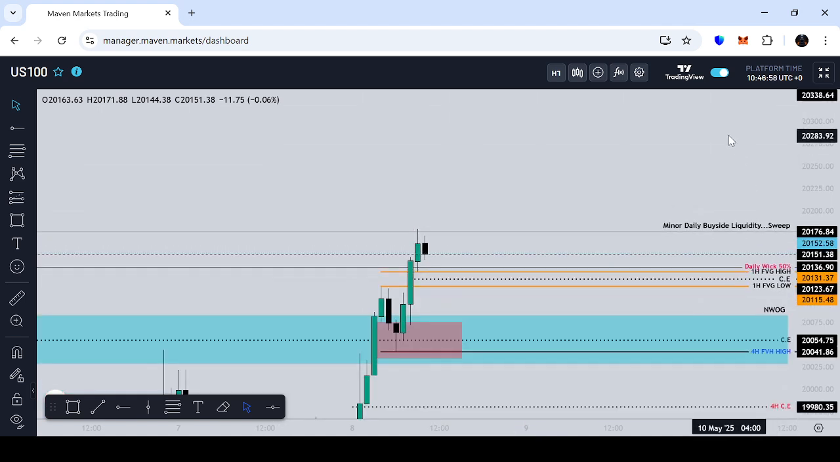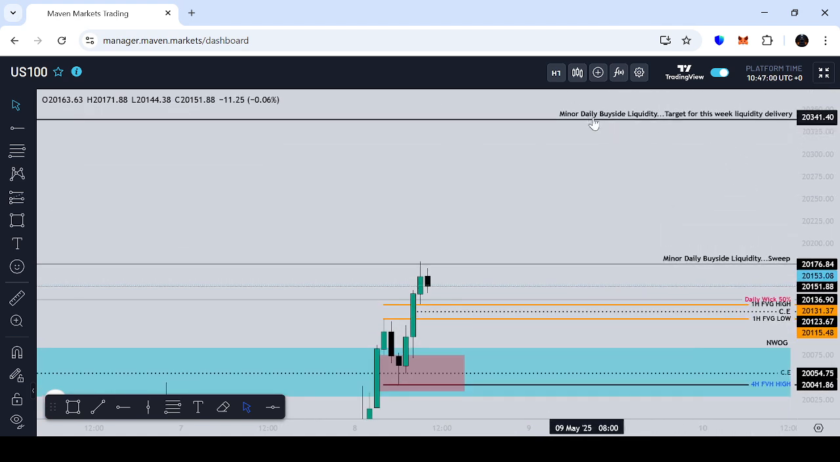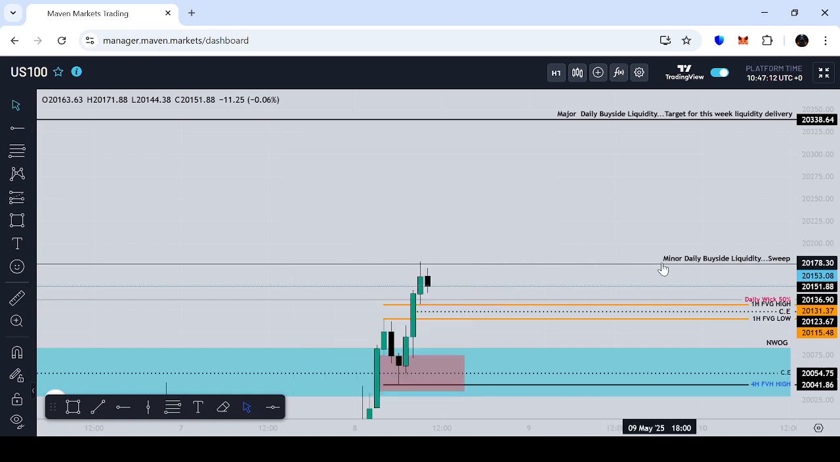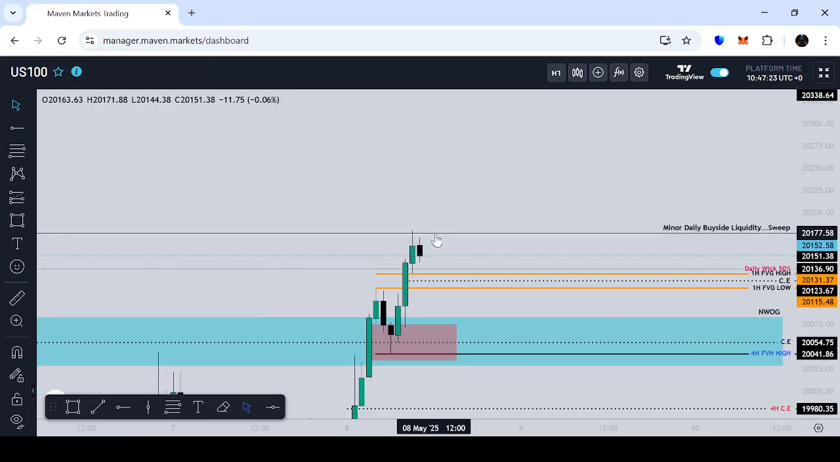Then we see a run up at this major daily buy side liquidity. That's a major. The minor daily buy side has been swept. You can see the little move up there, that is swept.